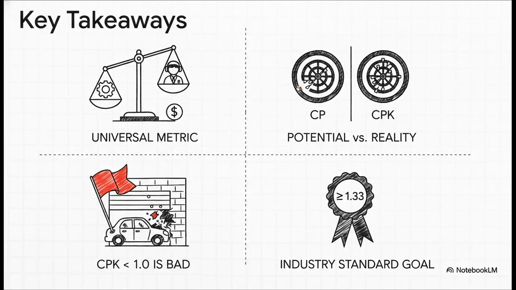So let's wrap up with the key takeaways. First, capability gives you that universal yardstick to measure and compare any process. Second, always remember, CP is potential, CPK is reality. It's all about spread versus centering. Third, a CPK below 1 is a huge problem. Your process is fundamentally not capable. And finally, that 1.33 number, that should be your minimum target for a healthy, robust process.